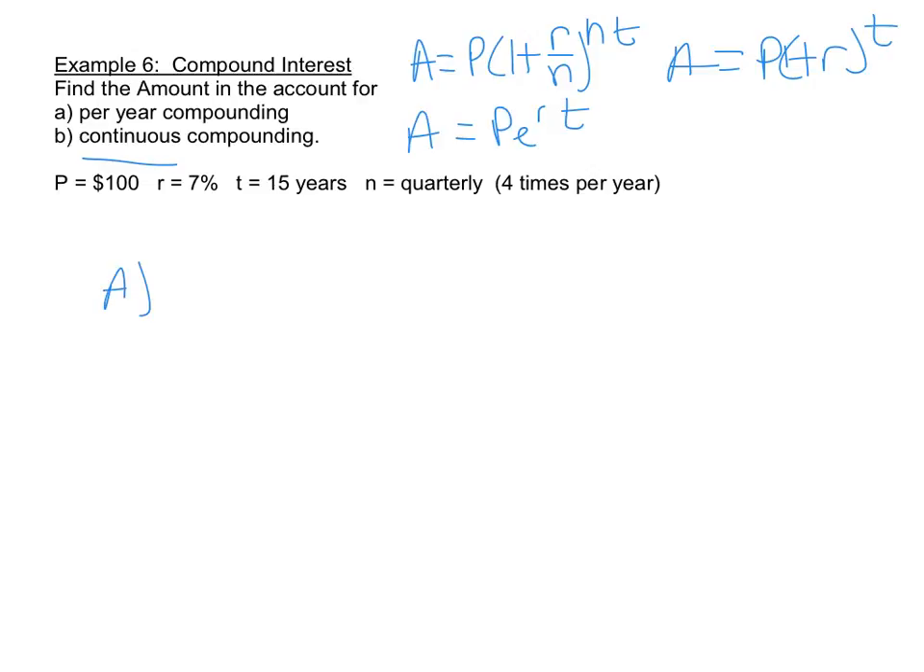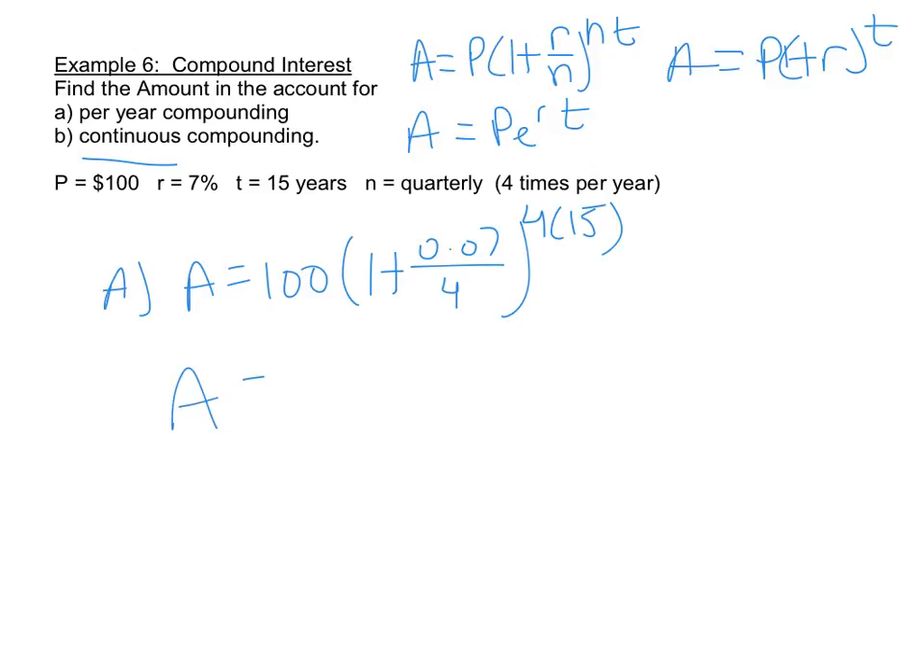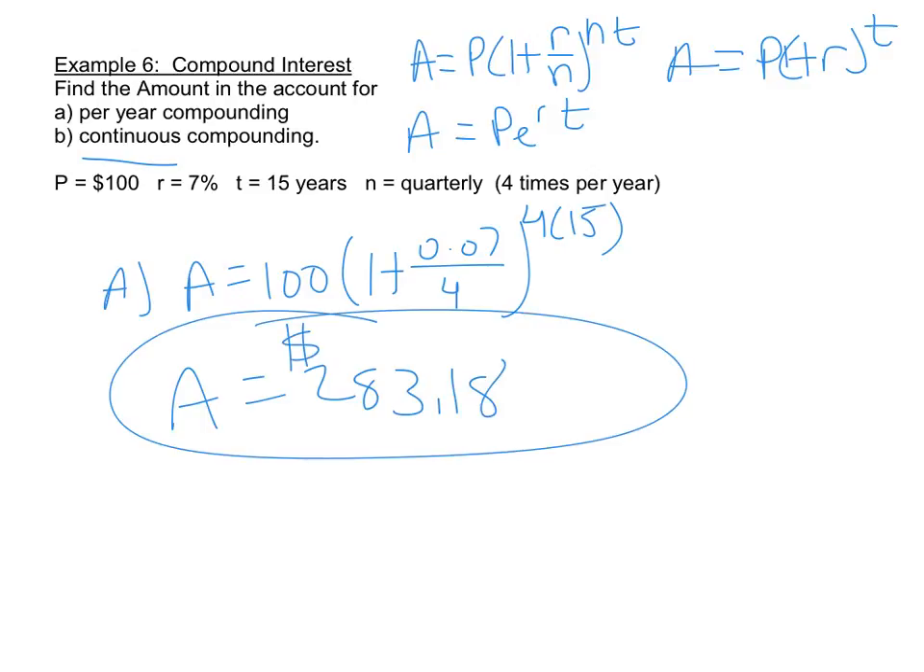So for part A here, you're going to have A equals, they're saying quarterly, 4 times per year. So we're going to be, that's my fault, we're going to be using this one, but still, A equals $100 times 1 plus 0.07 divided by 4, to the 4 times 15. Put it into your calculator, hit enter. You would have $283.18. Okay?